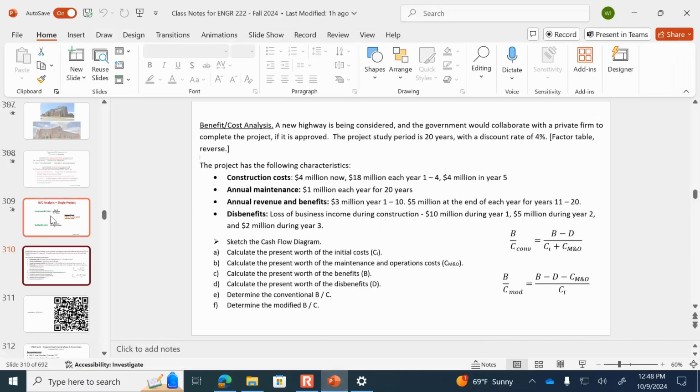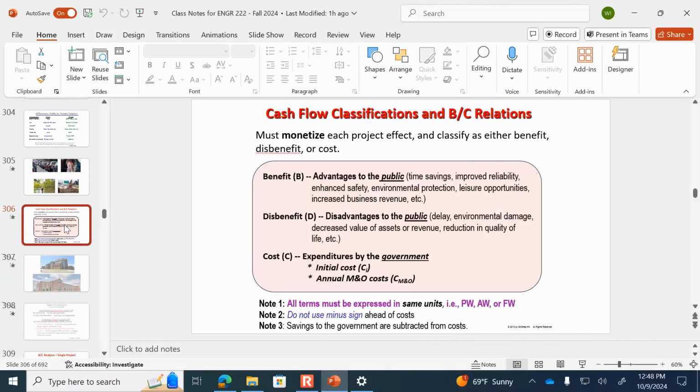So this is the first of several different tools that we're going to talk about in the coming class periods just to analyze public sector projects. We're not analyzing it for its profitability, but we are looking at the economic impact of the money that's spent.